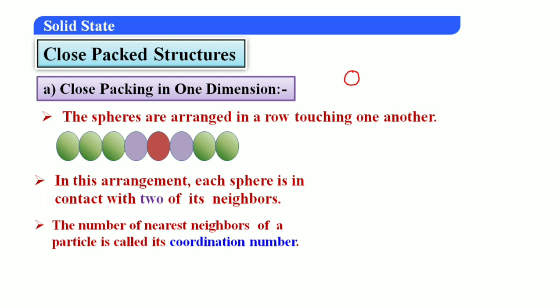Coordination number is nothing but the number of nearest neighbors of a particle. 1 mark, important definition. Coordination number is nothing but the number of nearest neighbors of a particle. Nearest neighbors of a particle, here you can see this one and this one. Hence, for the 1-dimensional close packing structure, coordination number is equal to 2.